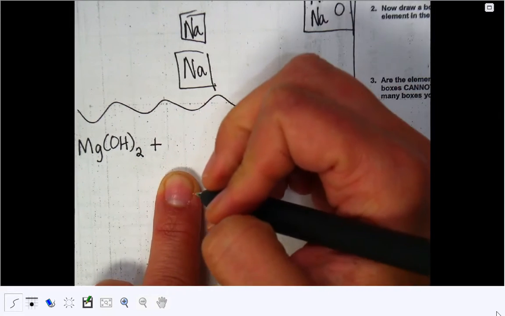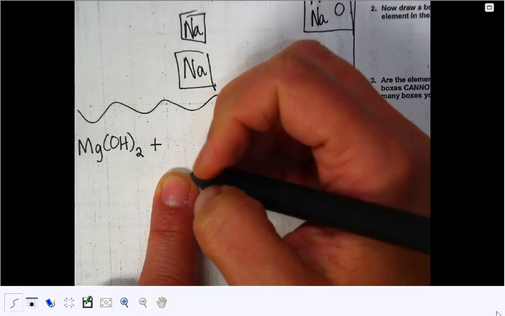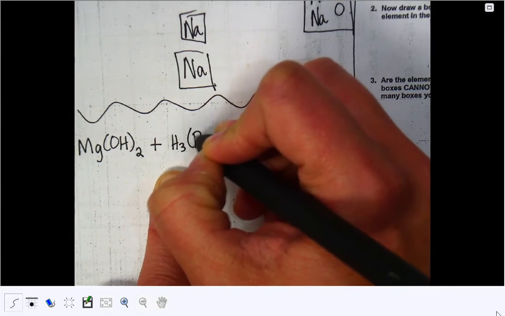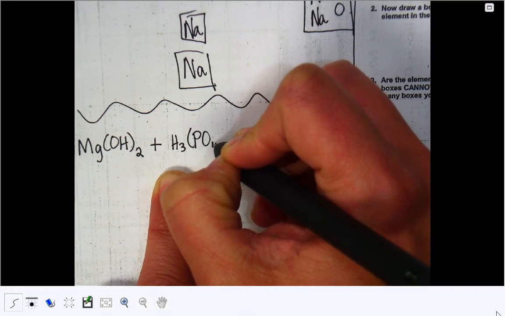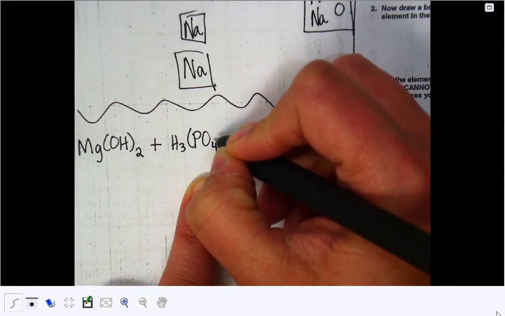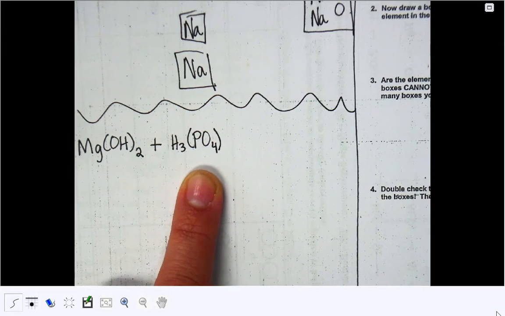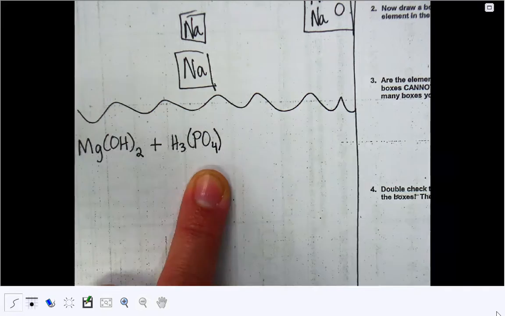Plus, we're going to have phosphorus acid, which is H3PO. No, that's phosphoric acid. So we're just going to move with it because I already wrote it, and you guys probably did too. So this is phosphoric acid, my bad. Okay.